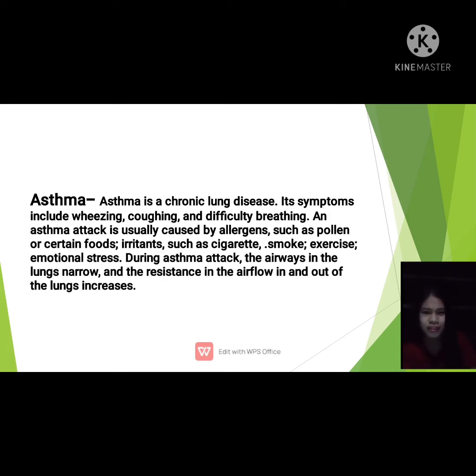Okay, so let's go to asthma. So, asthma is a chronic lung disease. Its symptoms include wheezing, coughing, and difficulty breathing. An asthma attack is usually caused by allergens, such as pollen or certain foods, irritants such as cigarette smoke, exercise, and emotional stress. During an asthma attack, the airways in the lungs narrow and the resistance in the airflow in and out of the lungs increases. Okay, asthma is a disease affecting the lungs.